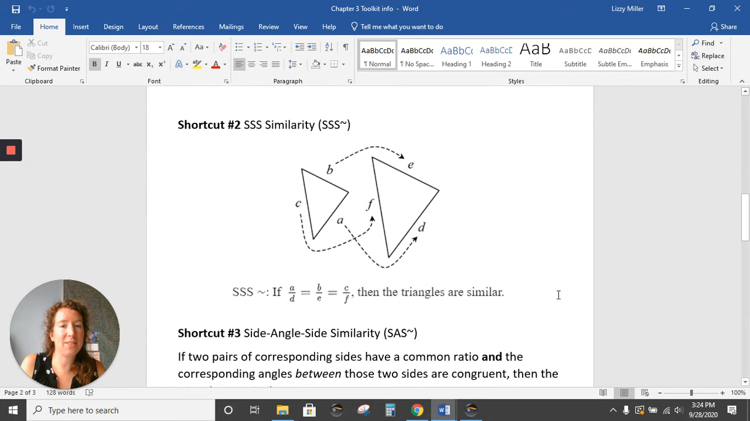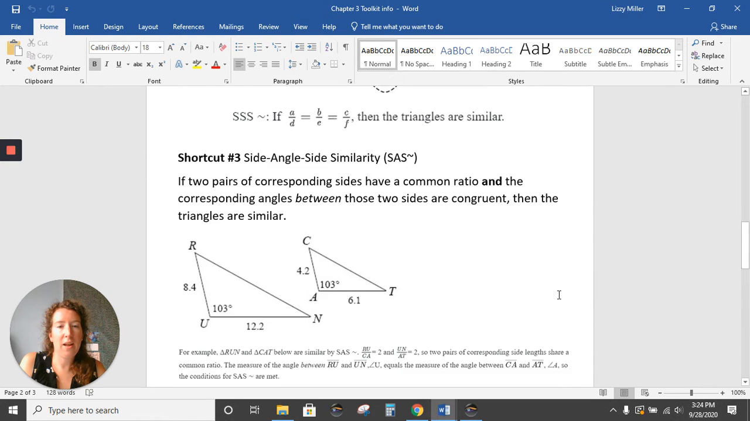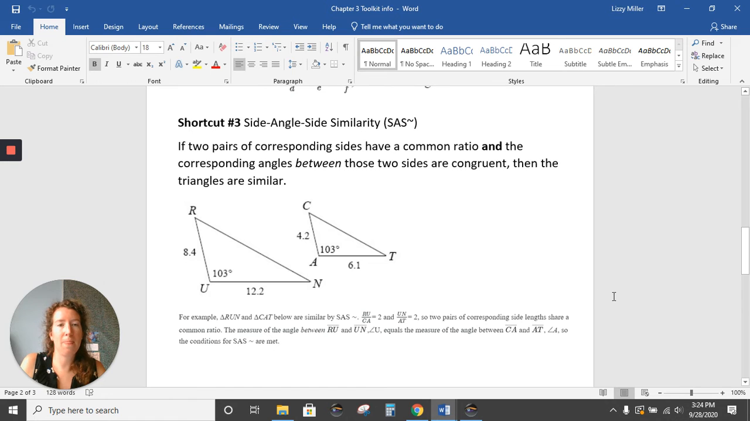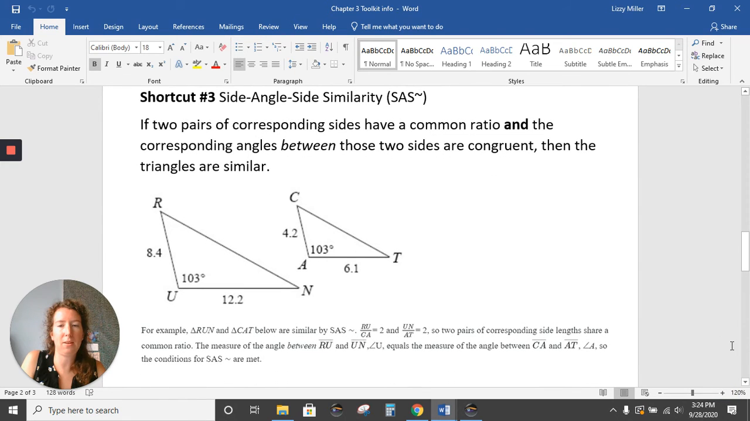Then we have side-side-side. Again, please include the picture as well as the definition. And then we have our last one. I'll make this a little bit bigger so you can see all the stuff at the bottom. I'm not as worried about you copying all of this down here. However, if this is something that's confusing you, it doesn't hurt to have more information in your toolkit.